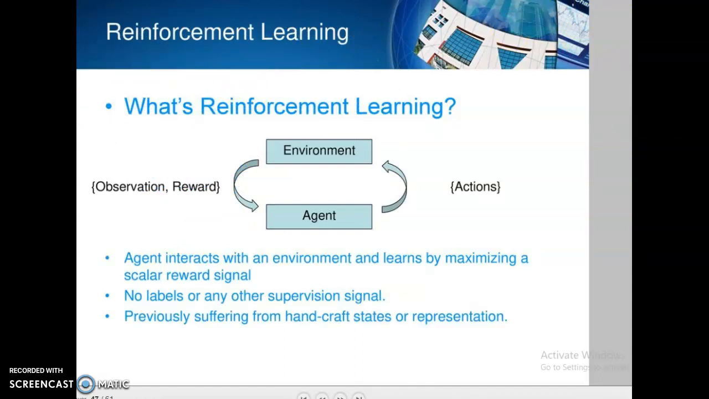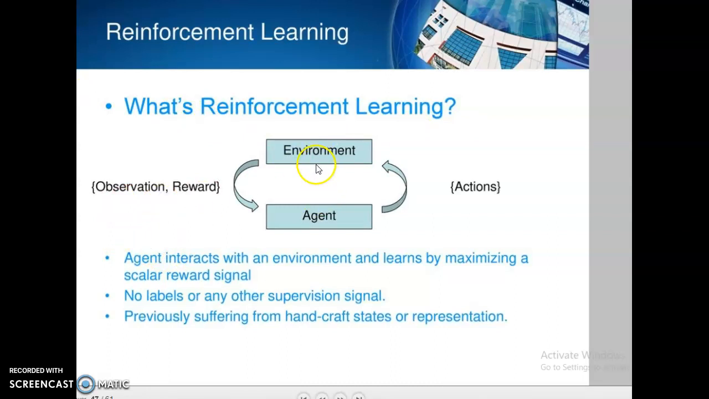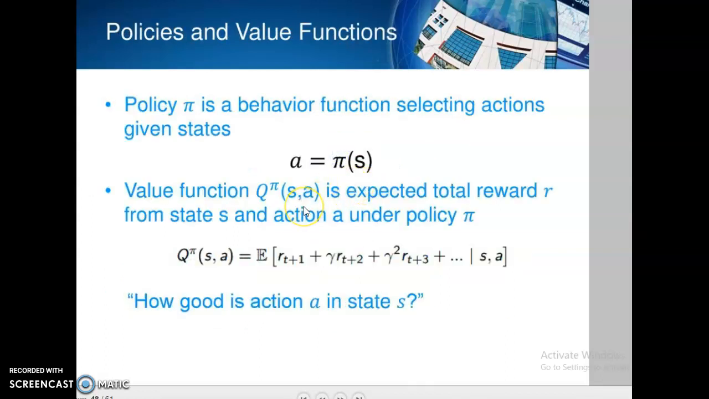What is reinforcement learning? Observation, reward, environment, agent, actions. The agent interacts with the environment and learns by policies and the value function.